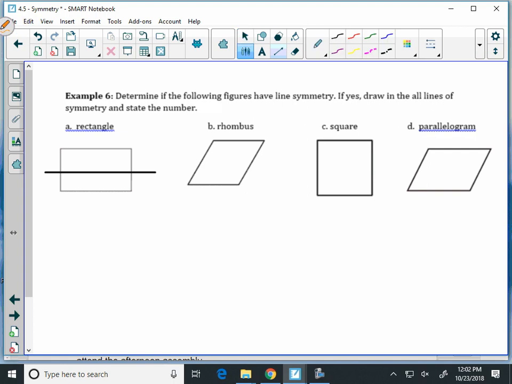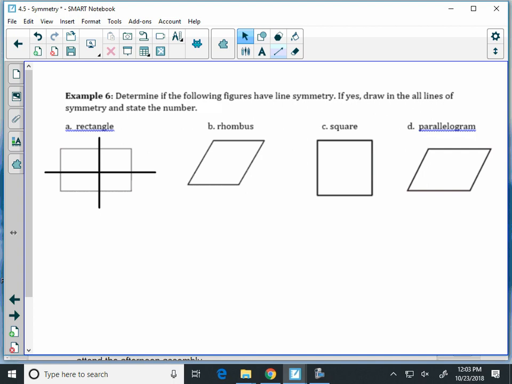Are there any other lines of symmetry? What about diagonal? Can we fold it? If I fold that, does that work out? Oh. Right? Those are the only two lines of symmetry for a rectangle, because the sides next to each other are not the same. So when you try to fold it along the diagonal, that's what you get. They don't map up. You can't fold it diagonally.